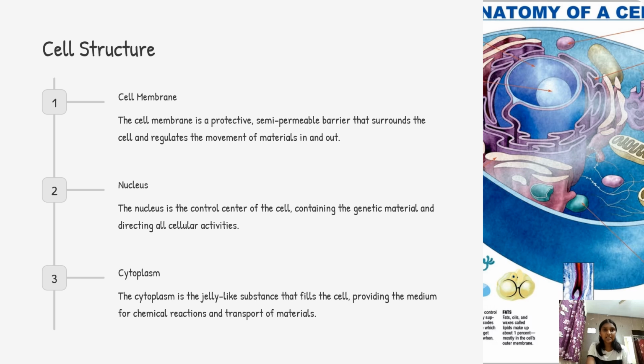First, let's understand the cell structure. The cell consists of three parts, that is cell membrane, the nucleus, and the cytoplasm. Cell membrane is a protective semi-permeable barrier that surrounds the cell and regulates movement of materials in and out. Nucleus. The nucleus is the control center of the cell, containing the genetic material and directing all cellular activities. Cytoplasm is a jelly-like substance that fills the cell, providing the medium for chemical reactions and transport of materials.